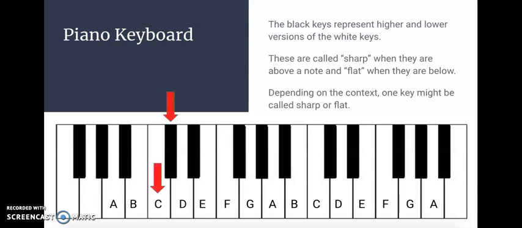So for instance, this key is right above C, so we could call it C sharp. But we could also say that that key is right below D, so we could call it D flat. Sharp is right above, and flat is right below.